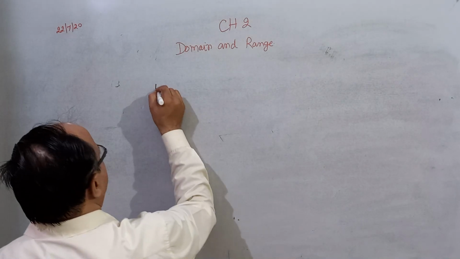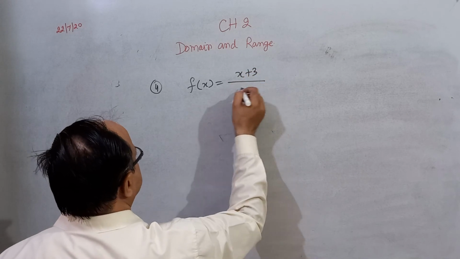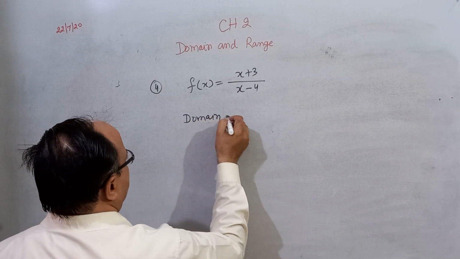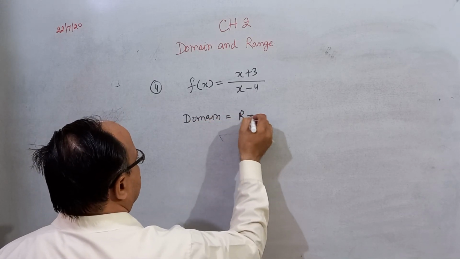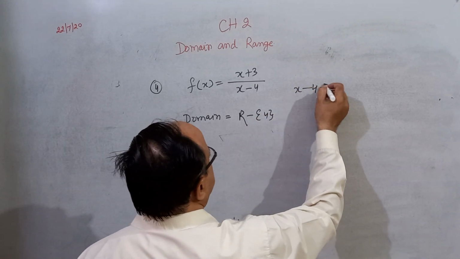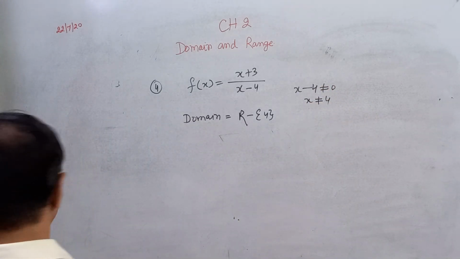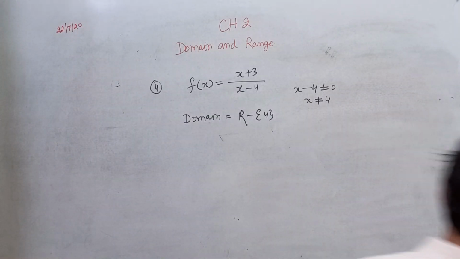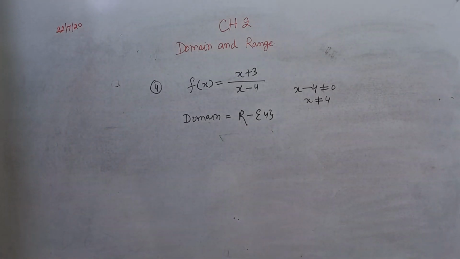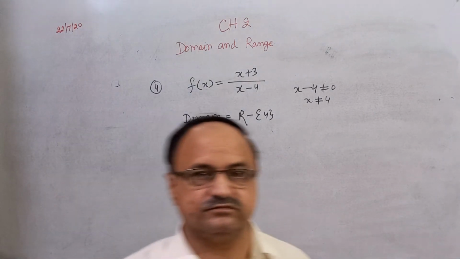Similarly, you can solve one more question, that is f of x is equal to (x plus 3) upon (x minus 4). Domain, you know, is all real numbers except 4, because in a rational function the denominator is not equal to 0. Correct? The domain is all real numbers except 4. Clear? The range you can find with the help of y. Thank you. Revise this chapter.